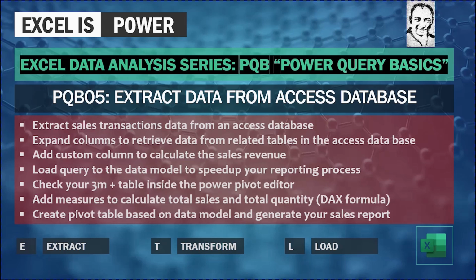Also we are going to check our data inside the Power Pivot Editor. It's around 3 million records, which is more than Excel can hold in a sheet, but the Power Pivot Editor can handle it. And also we're going to see how we can add measures to calculate sales totals, sales quantity, and average price using DAX formulas, or data analysis expression formulas. And finally we are going to create a pivot table so we can generate our sales report.